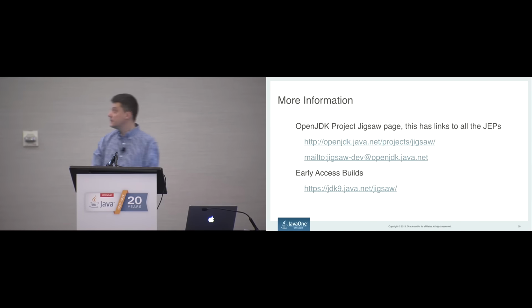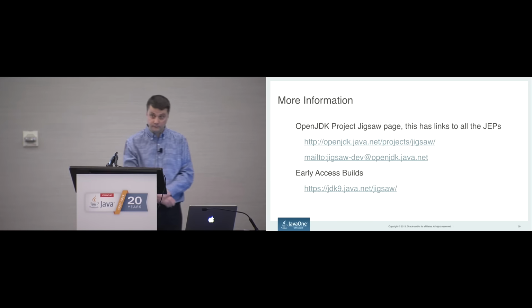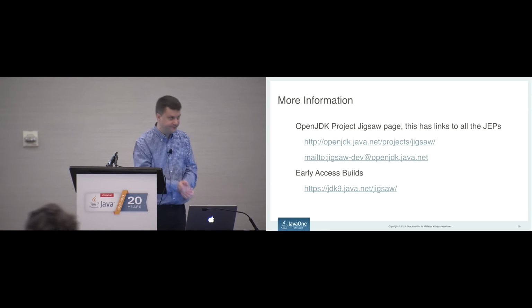More information, so two links. The Project Jigsaw page in OpenJDK has a link to all of the JEPs and all of the other material and documents that we have. There's the mailing list, the Jigsaw dev list. There's also a link there to the early access builds. You can just Google for them if you can't read it from the back. And that is early access builds. So that's it.